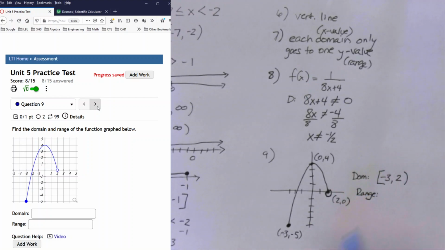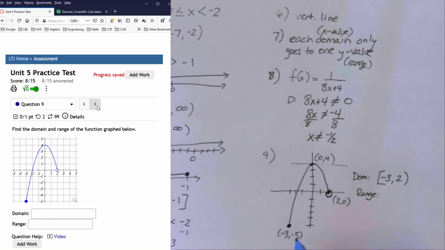For range, I'm looking from bottom to top. Now, a very common mistake people make is they just look at the ends and they say, well, this goes from -5 to 0. But that's not really where that graph goes. The graph goes from -5 all the way up to 4. And so there's the top of my graph right here. So my y values go from -5 up to 4. And since it passes through that point, it includes that value of 4. It's got a solid dot here, so it includes this value of -5. So my range goes from -5 to 4. Square brackets on both of those.